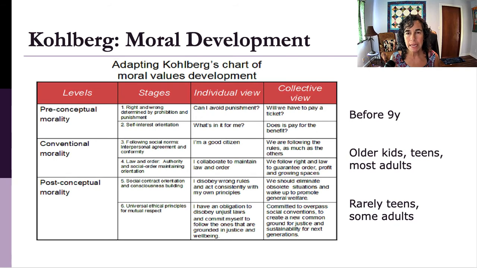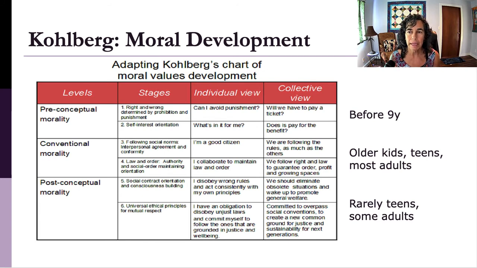He had 3 levels of moral development. Preconceptual, which you can see on the right side of your screen, happens before 9 years of age. And it's really based on can I avoid getting in trouble and what's in it for me? So as you can see, it's kind of about how children are, right? How children are morally and ego-wise.